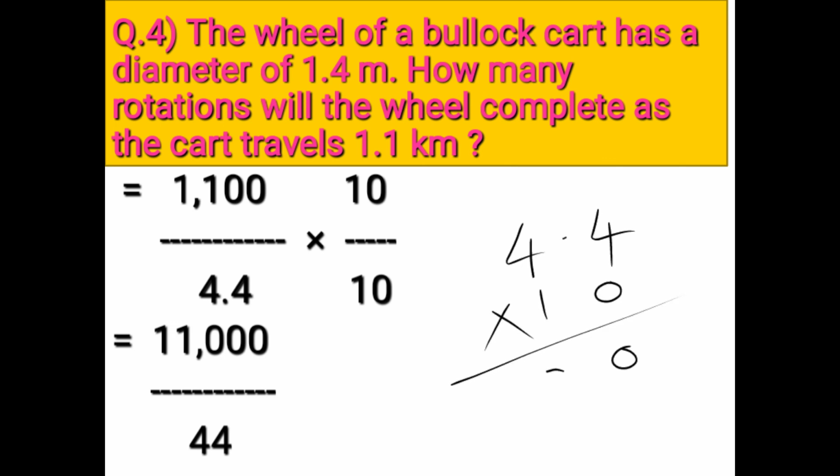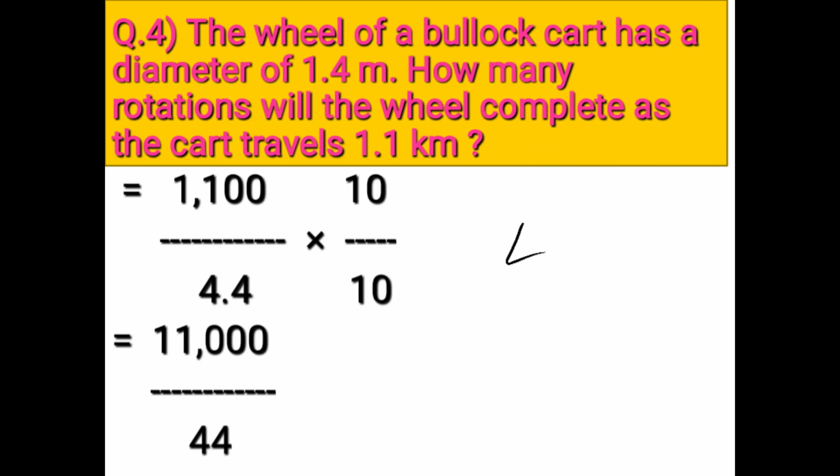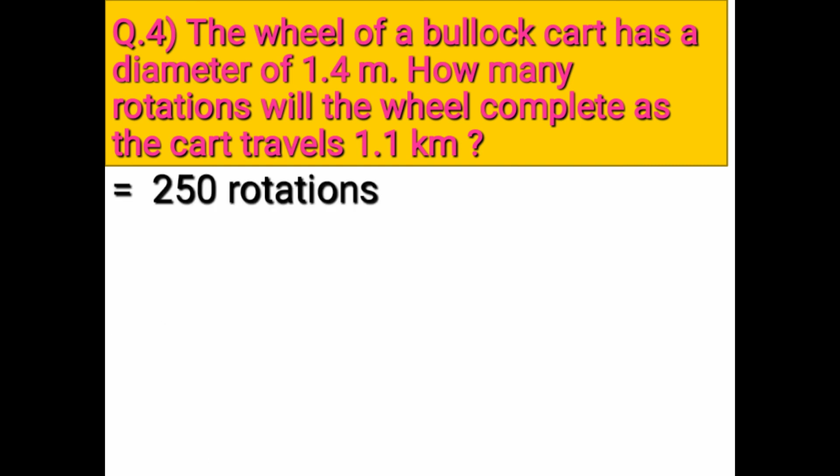0 4s are 0, 0 4s are 0. 1 4s are 4. 0, 0 plus 4 is 4. Here nothing is there, take 0. 0 plus 4 is 4. So in 4.4 into 10, one decimal point is there, before one digit you have to put the decimal point. The answer is 44. So the answer is 11,000 upon 44, which is 250 rotations.